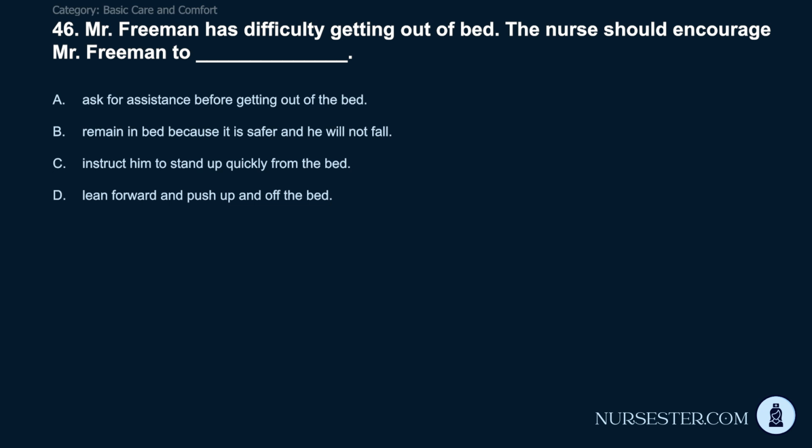The nurse should encourage Mr. Freeman to underscore. A. Ask for assistance before getting out of the bed. B. Remain in bed because it is safer and he will not fall. C. Instruct him to stand up quickly from the bed. D. Lean forward and push up and off the bed. Correct answer: A. Ask for assistance before getting out of the bed.